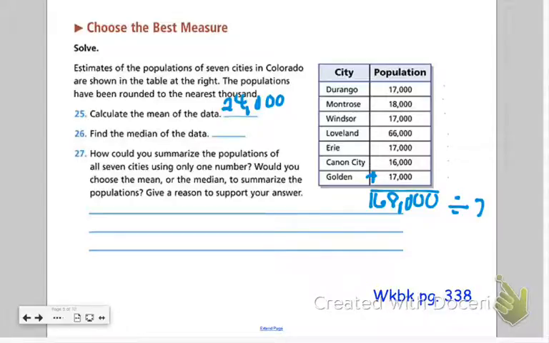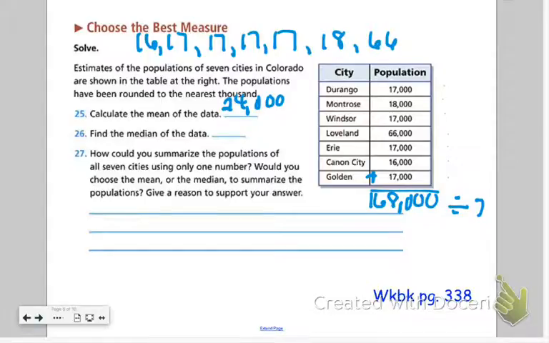Now we're going to find the median. Remember, we have to put our numbers in order from least to greatest or greatest to least. It doesn't matter to me. So let's see, we've got a 16,000. I might just do the 16 instead of 16,000. 16, and then we have 1, 2, 3, 4 17,000s. And then we have an 18,000. And then it looks like 66,000 is the next one. And there's 7 numbers there and 7 numbers here.